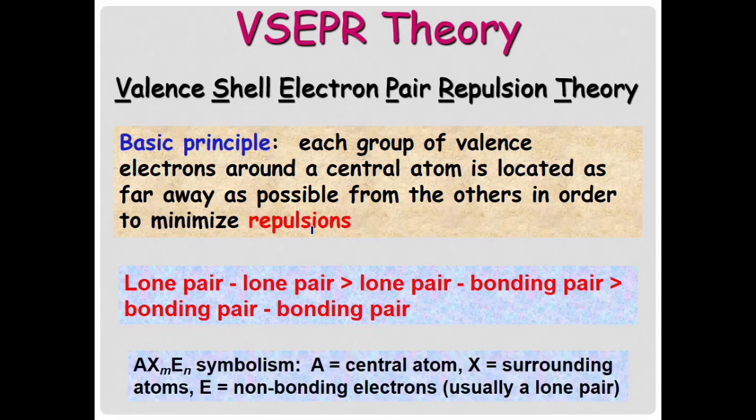The symbol that we will use is AXE. A is the central atom, X is the surrounding atoms, and E is the non-bonding electrons. Usually we call it a lone pair.